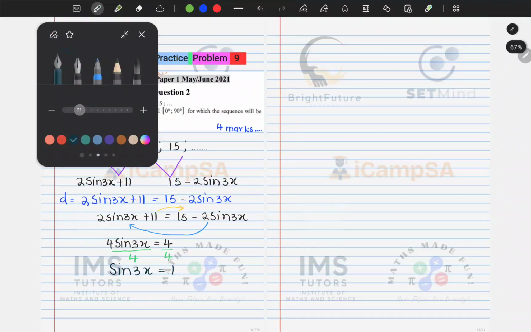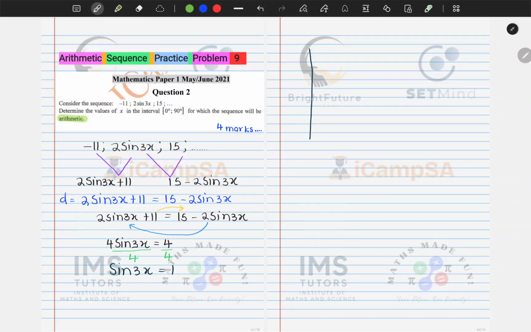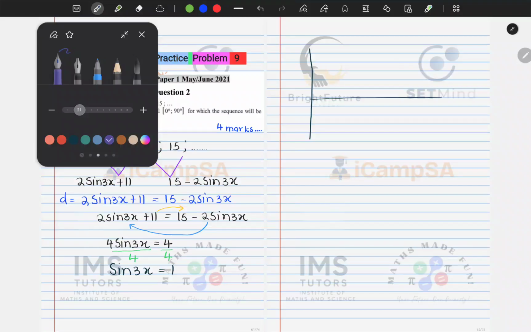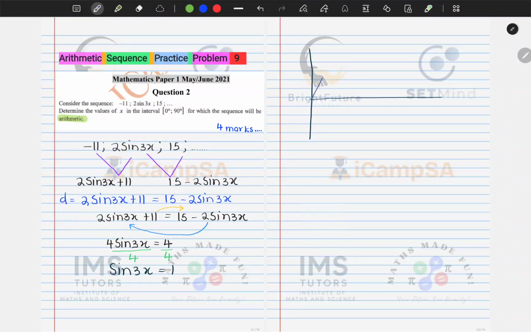And by now, you guys should know when sine is equal to 1. If I may remind you, your sine graph looks something like this. And remember, our x there must be between 0 and 90 degrees. So your sine graph looks like this, and it gets to 1 at 90 degrees. Which means what we have here clearly is 3x equaling 90 degrees, because it is 90 degrees that makes the sine to be 1.